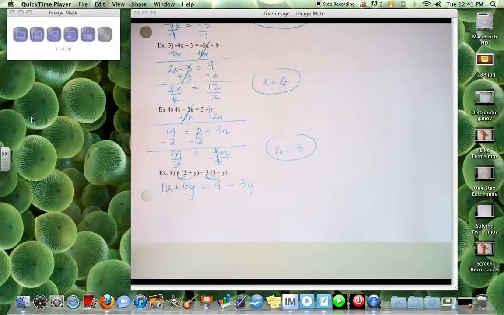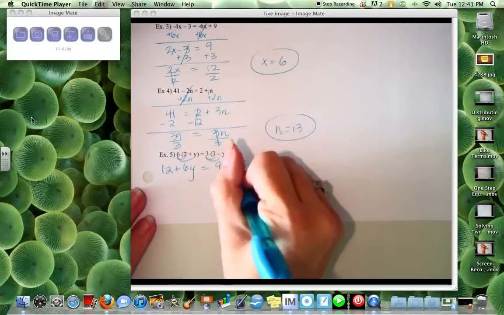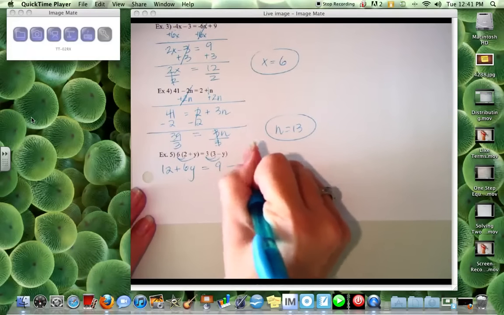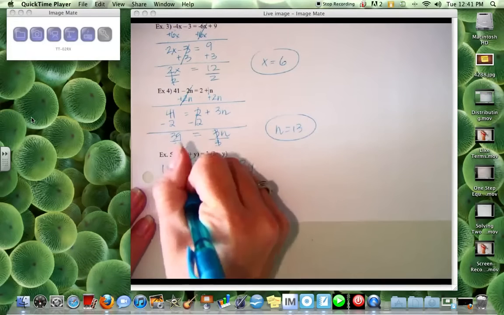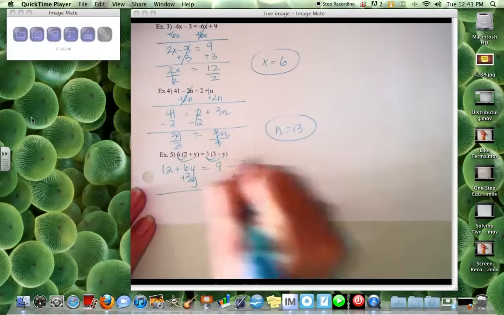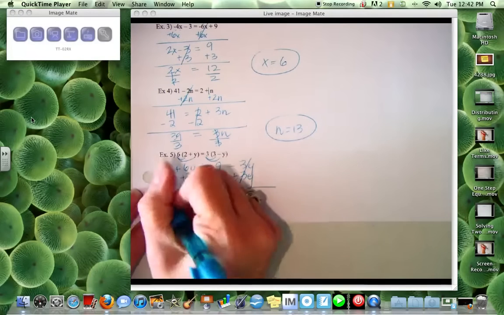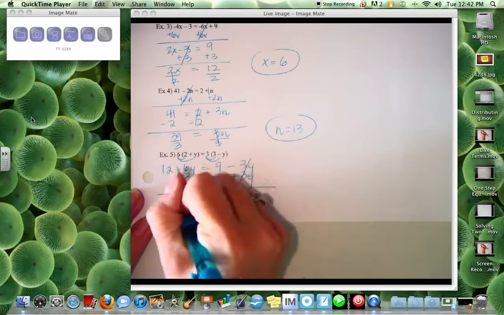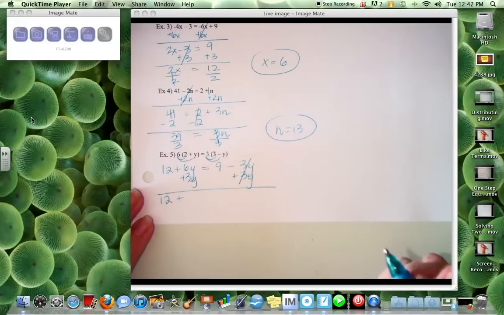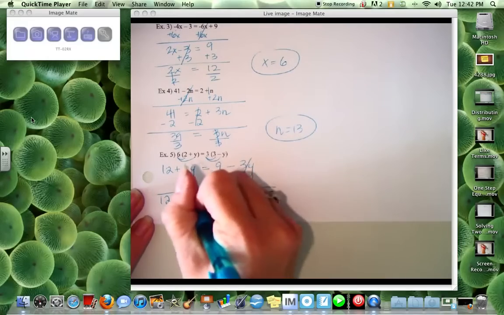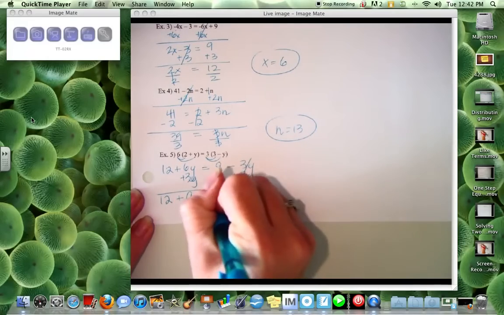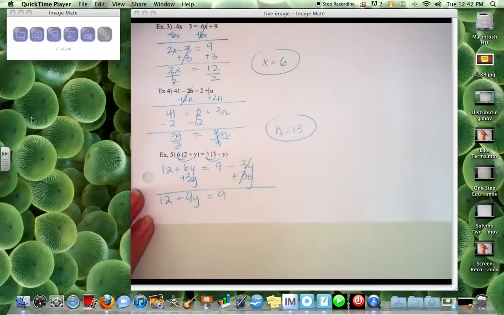Everybody good with what we have right now? Yep. Alright, what do you want to do first? The 3y. I did the 6y, so does it really matter which way you do it? It does not. So I add 3y to both sides. They cancel on the right. On the left I have 12 plus 6y plus 3y, how much? 9y. And that equals 9.